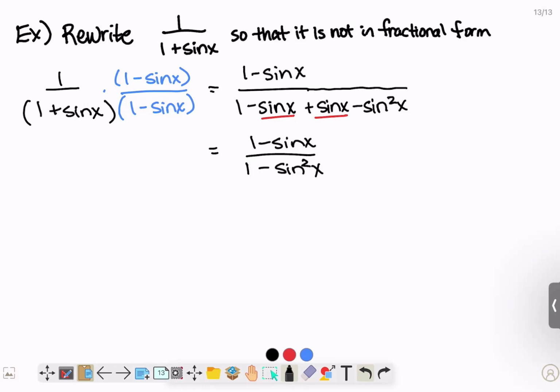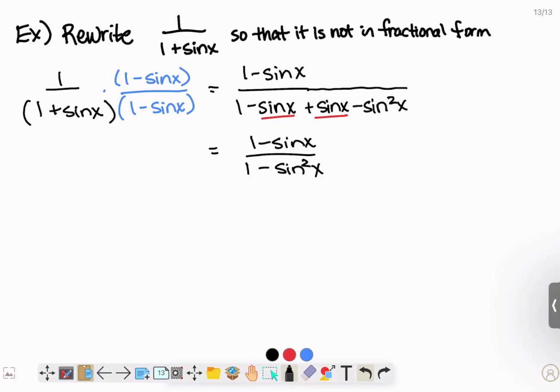Now, again, these things are being subtracted. We cannot cancel anything. But you may look at it and see the denominator and say, oh, it's a difference of squares, I can factor it. And you're absolutely right, you can. But that would put us back where we started from. So we don't want to do that in this problem.